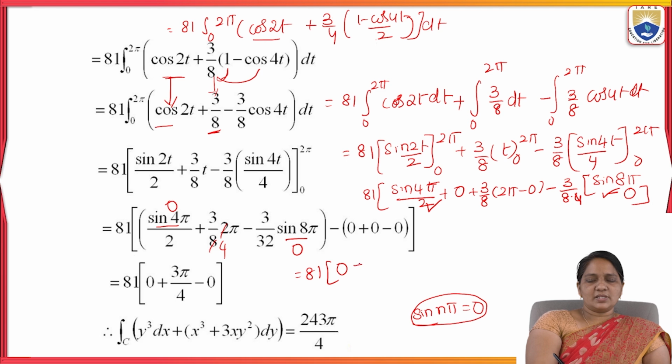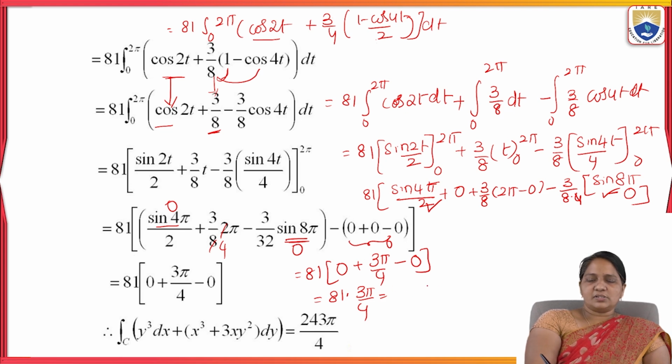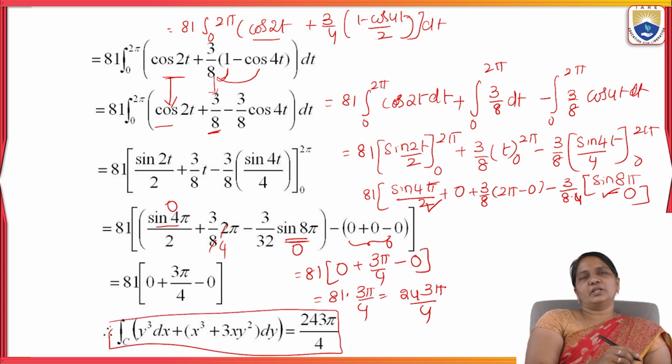So finally, this one is 3 pi by 4. The second term is 3 pi by 4. Sin 8 pi is also 0, so that term is also 0. This is already completely 0. So finally we got 81 into 3 pi by 4. Here we can write down the final value: 81 into 3 is 243, so 243 pi by 4. That is the final answer when you are integrating.